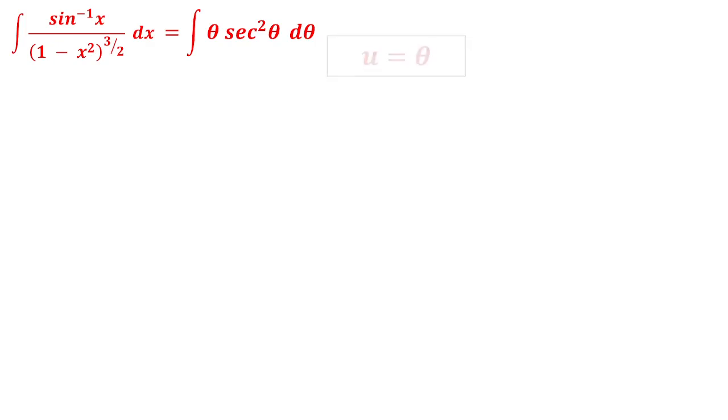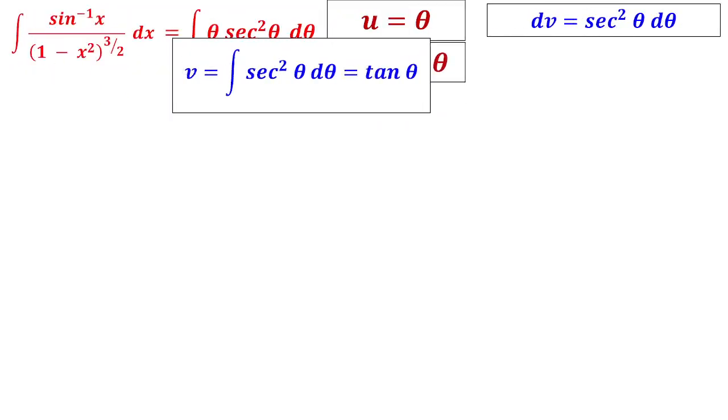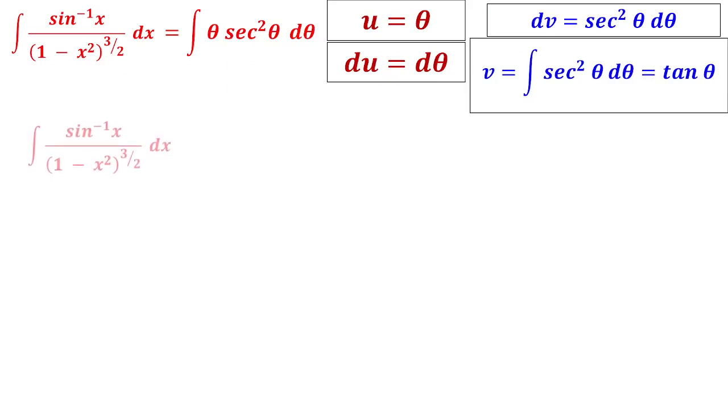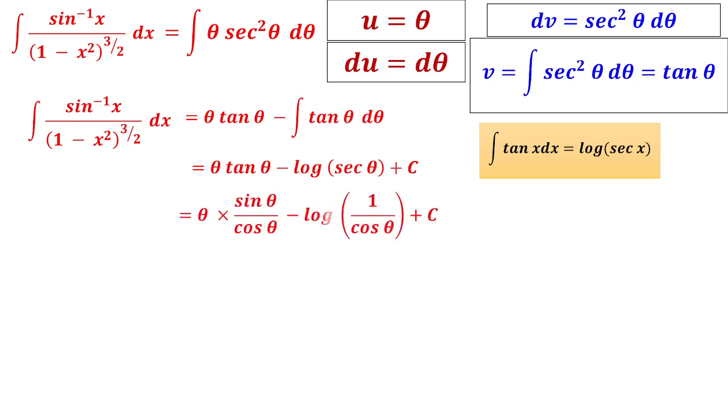You see how the problem has been reduced to a problem of theta into secant square theta, which can be done by integration by parts by taking u, dv, du, v. Put it in uv minus integral v du form. All of you know what is the integral of tan: it is log secant. The only thing in this problem, when you do the substitution, is that you have to talk about the resubstitutions.